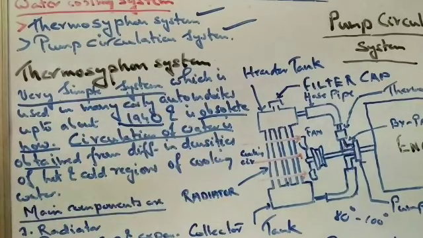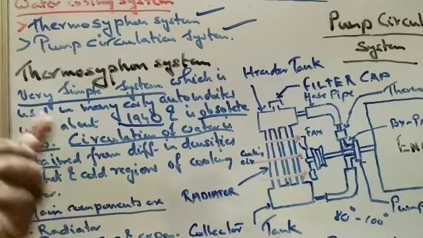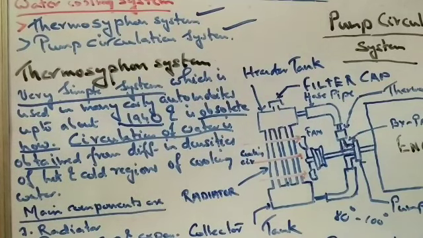Now in the thermo-siphon system, circulation of water is obtained from the difference in density of hot and cold regions of the cooling water. As we know, the hot and cold regions of the coolant differ in density. So based on this temperature density difference, the thermo-siphon system works.